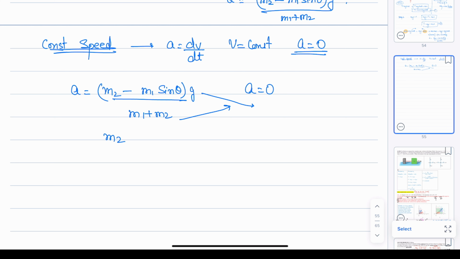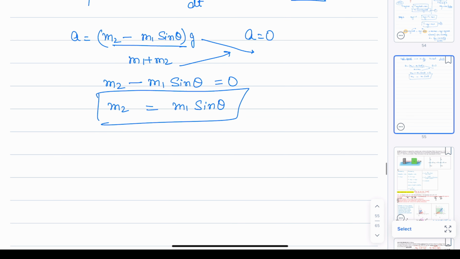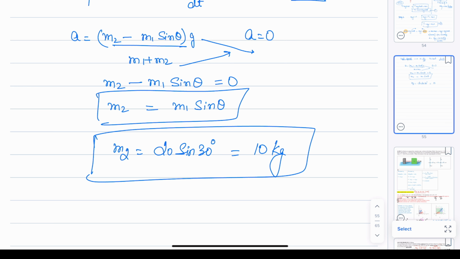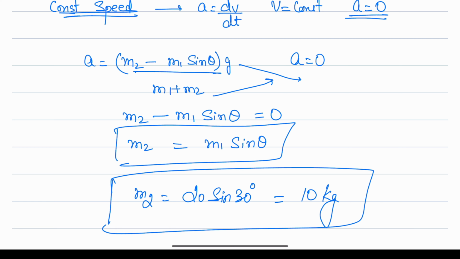So M2 minus M1 sine of theta is equal to 0. M2 is equal to M1 sine of theta. So place the value. M2 is equal to, what is the value of M1? 20 sine of 30 degrees. Solve this. Your answer is 10 kg. What is the value? 10 kg. Is it fine? Clear? Okay, now let's move to the next question.